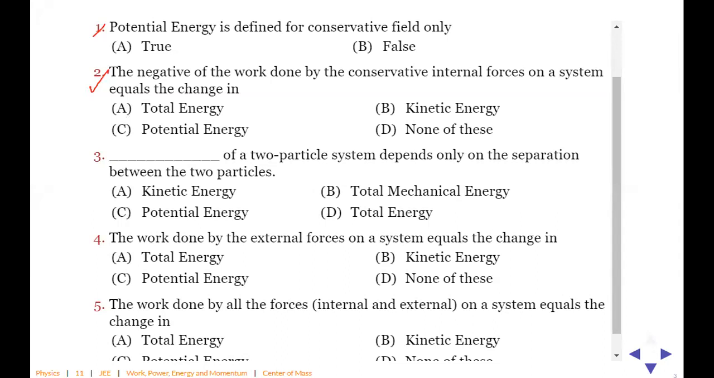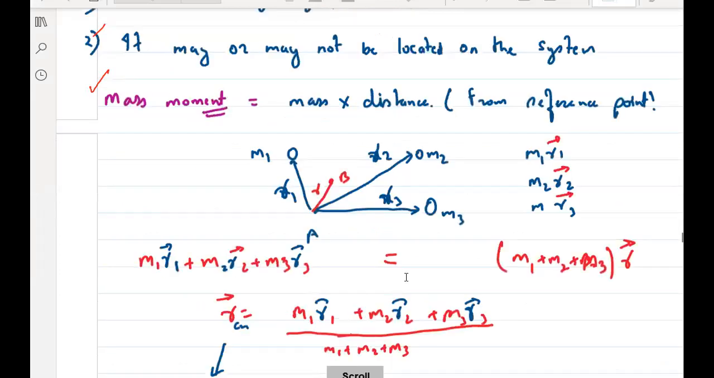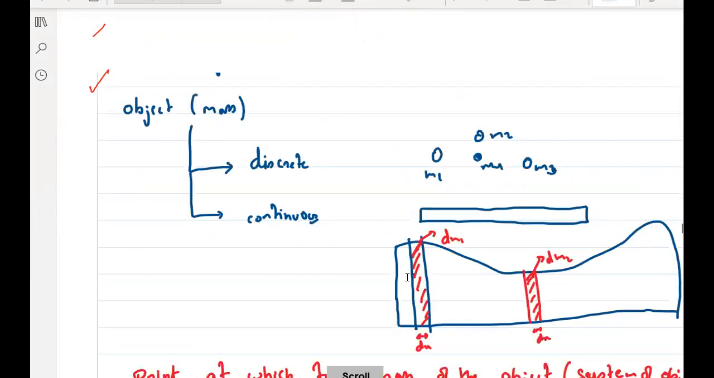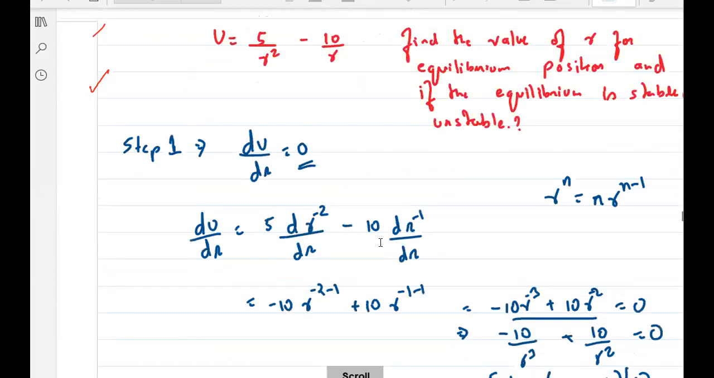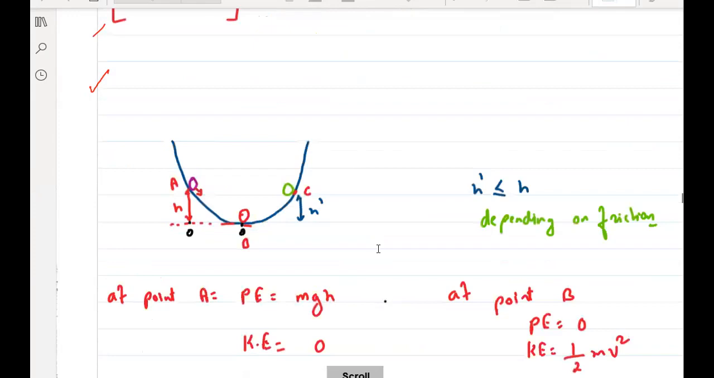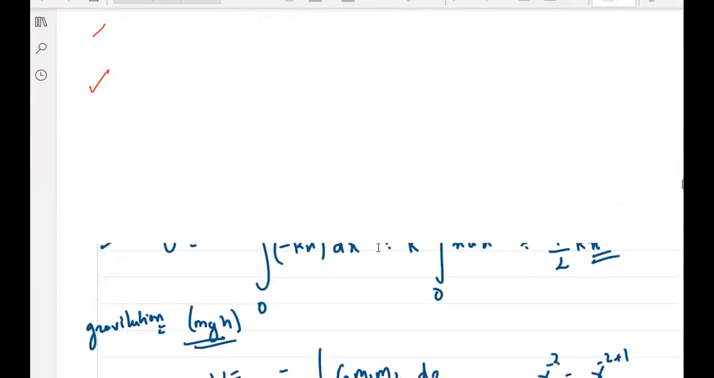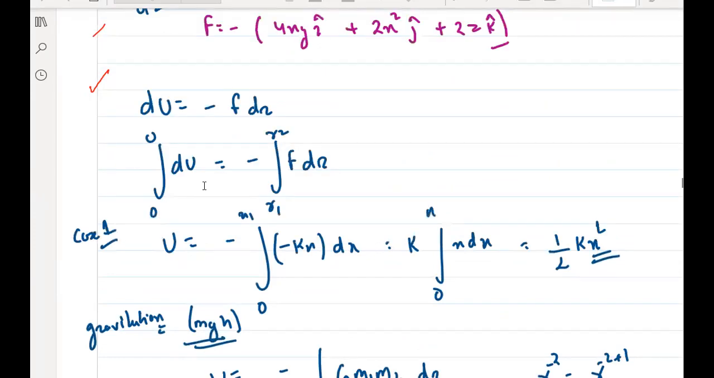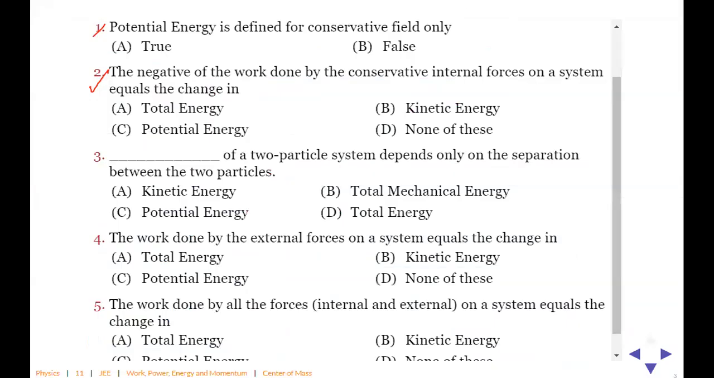If you remember, before this we covered the concept that work done by conservative field is the negative of potential energy. How many of you remember this concept, guys? dU is equal to minus F dot dr, which is the negative of work done. I guess all of you understood the first and second.